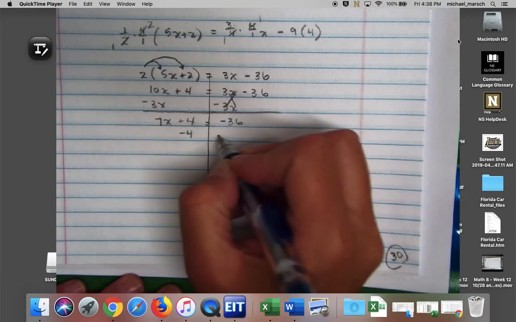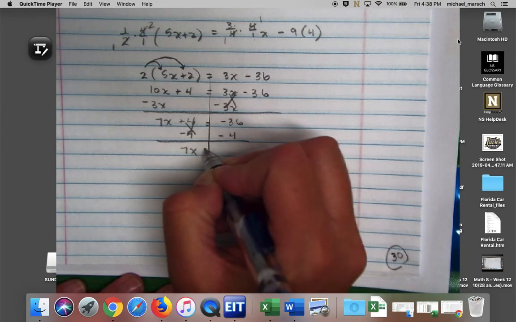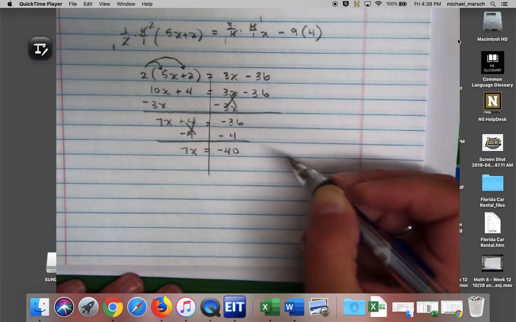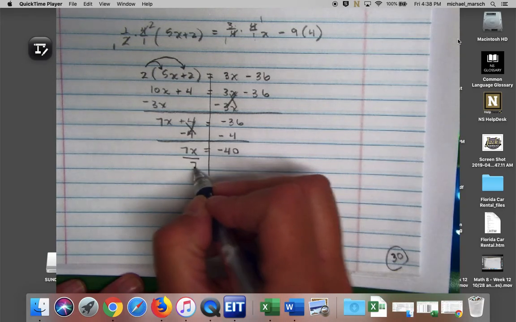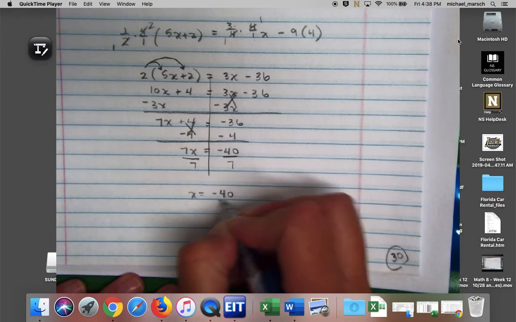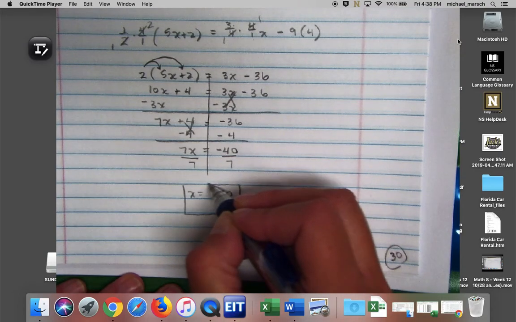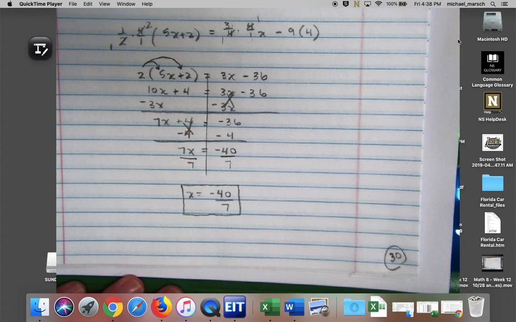Subtract the 4, I've got my two-stepper. 7x equals negative 40. Divide by 7. X equals negative 40 over 7. That was very ugly, but that's okay. We did all the steps correctly, and that's our final answer.